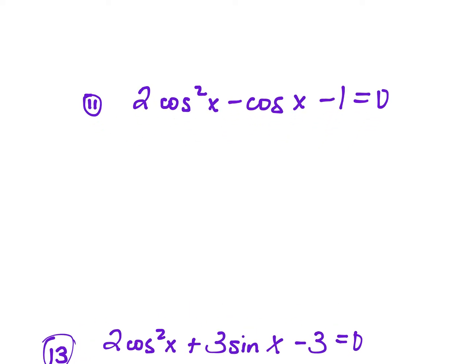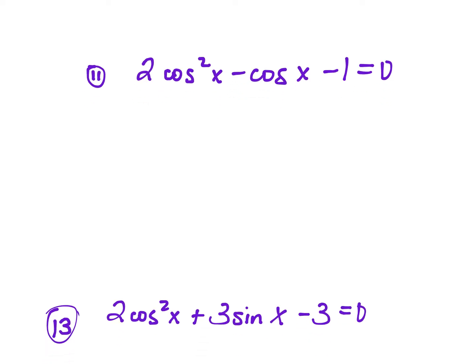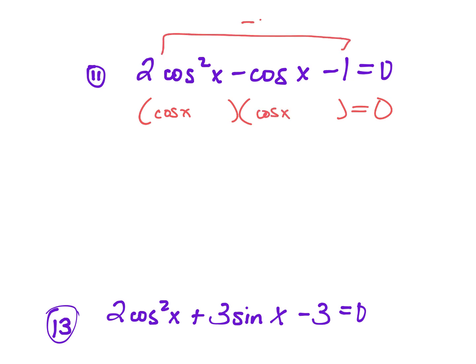Quadratic. It's a quadratic. Do I have different trig functions or the same trig functions? The same. So we just factor this like we normally would. We don't have to worry about converting anything. So I'm going to talk about what trig function times itself gives me cosine squared. Cosine, right? Cosine x, cosine x. Now think about this. 2 times negative 1. What are the factors of negative 2 that multiply to give me negative 2, but add to give me a negative 1? Minus 2 plus 1.